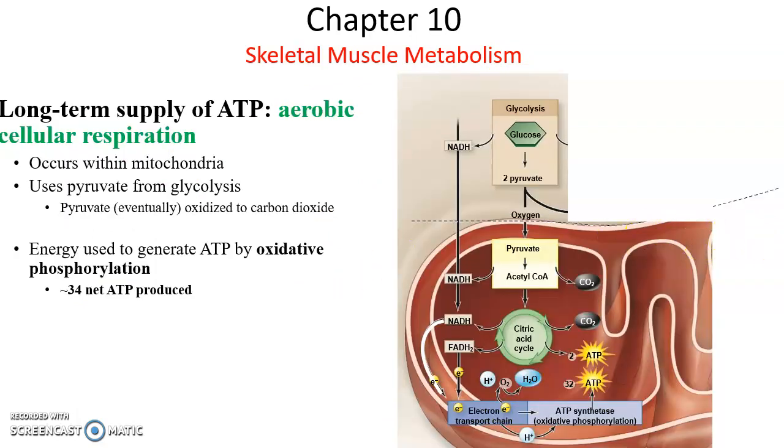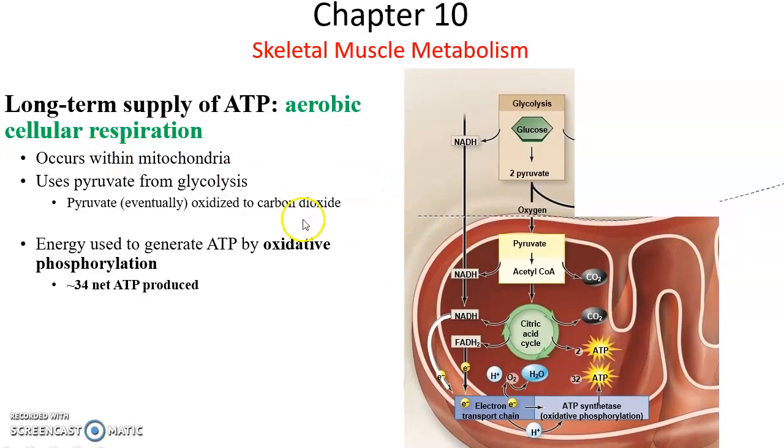But long-term, the best approach, of course, is aerobic cellular respiration, where the glucose gets broken down into pyruvate, yay, 2 ATP, and then enters the mitochondria to go through the whole process that leads to a net gain of 34 ATP, good old oxidative phosphorylation.